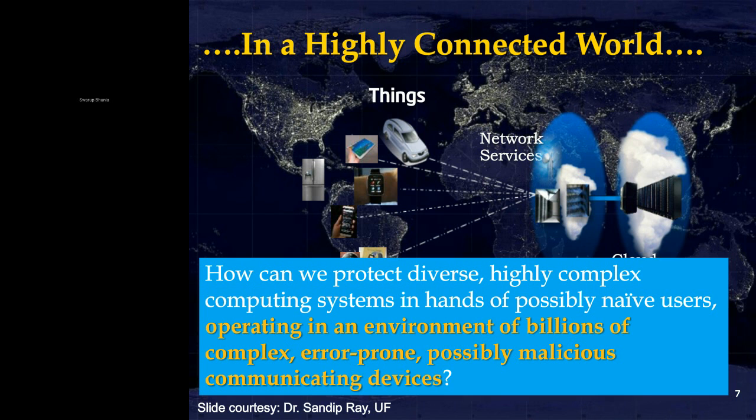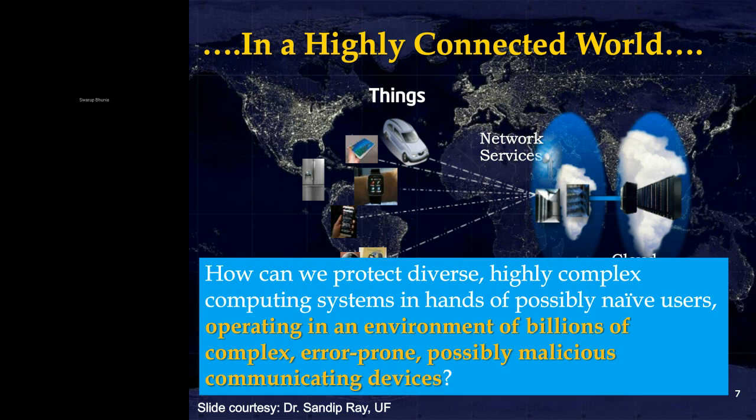And the thing which makes it really, really complex is that these devices are working in a highly connected world. As I mentioned, these things are connected among themselves. In the previous talk, we heard about connected cars, right? So if the vehicles are connected, they're talking to each other. So that's one layer. But the connection is also happening with the internet, and then you have these devices connected to the cloud, right? So the question in terms of security is how do you protect these really diverse or heterogeneous, highly complex computing systems in the hands of possibly naive users, as I mentioned, and which are operating in an environment where these billions of devices are talking to each other, right? So that's a very, very important security question.